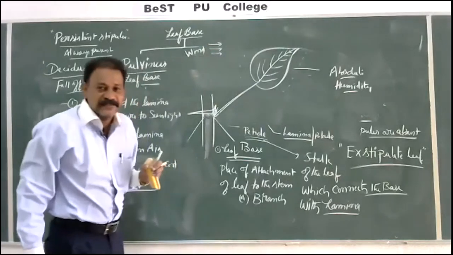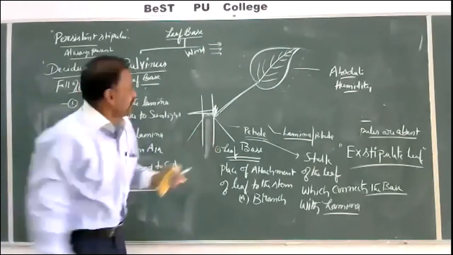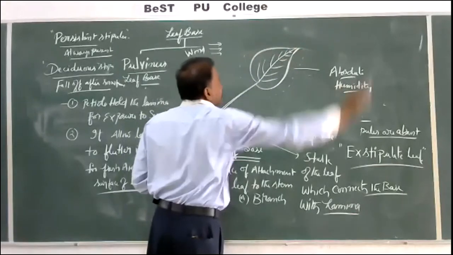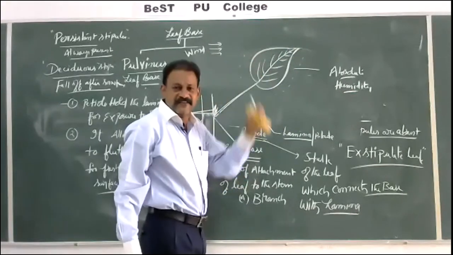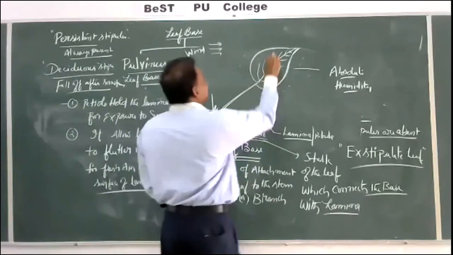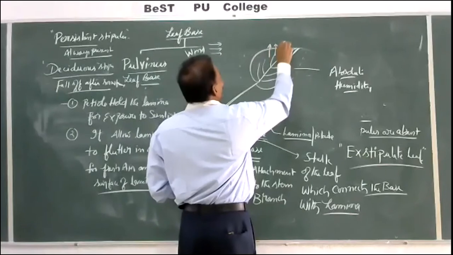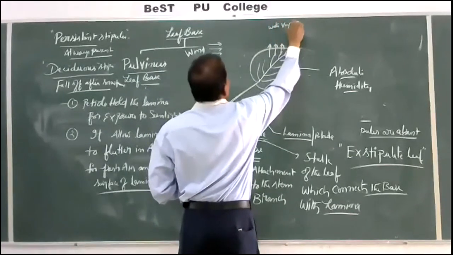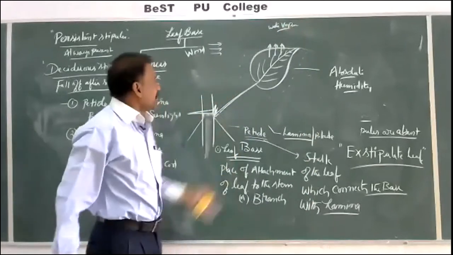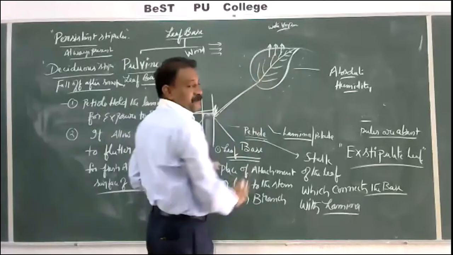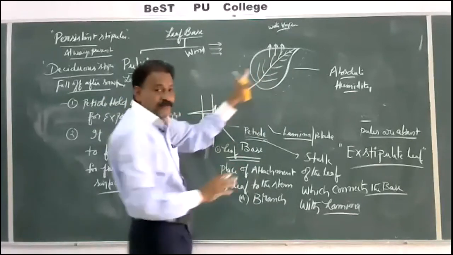So what happens? It becomes dry. When wind comes, it is removed. Absolute humidity will be disturbed throughout the surface of the lamina. There is a difference in the concentration. So at this time, it is going to lose water in the form of vapor, which is called transpiration. Whenever water is moving in the form of water vapor, the total body of every leaf will show the same process.